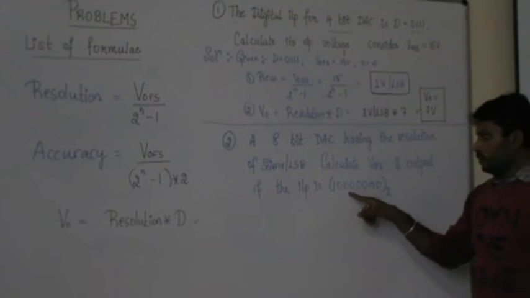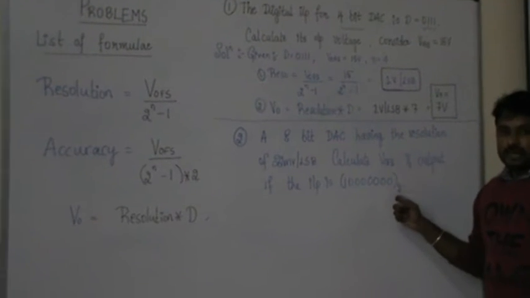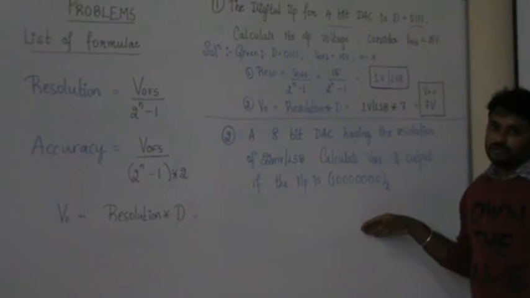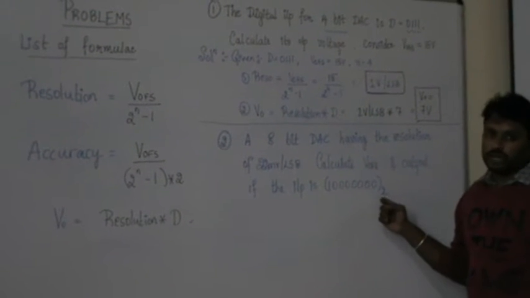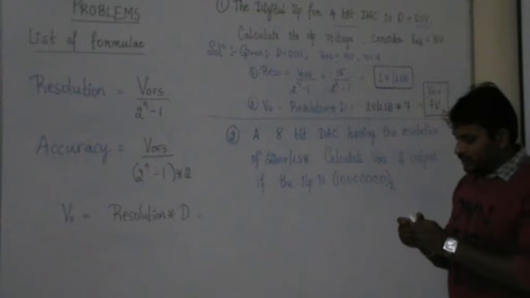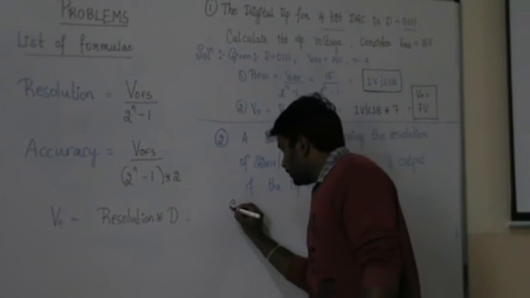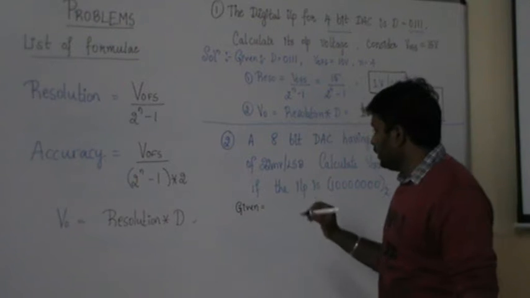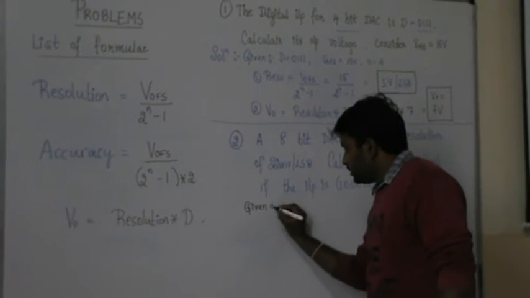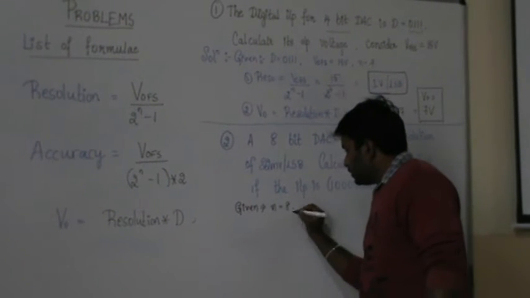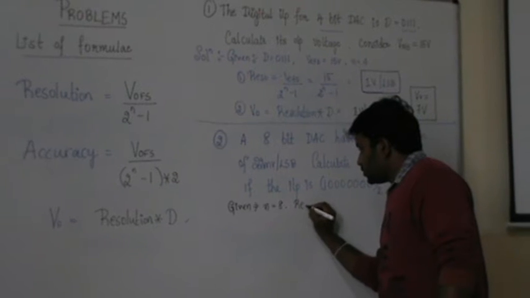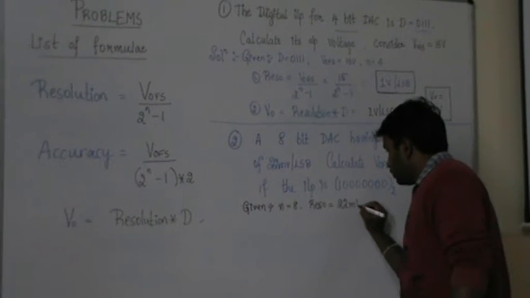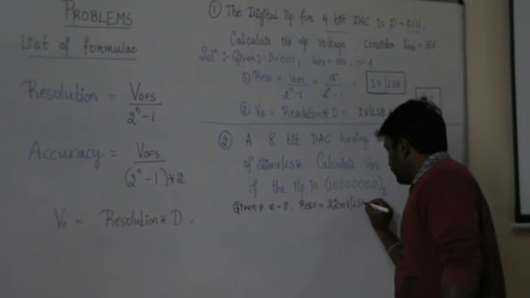10000000. So this is your binary data. You have to calculate the decimal equivalent of this, and I will teach you how to calculate it. Now let us write down what they had given. Given n is equal to 8, and the resolution is equal to 22 millivolts per LSB.